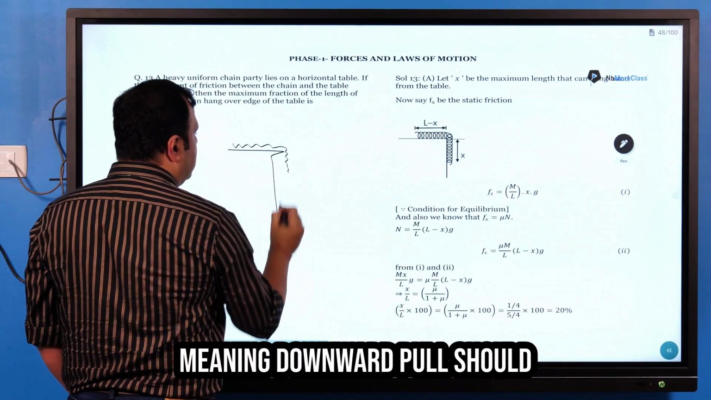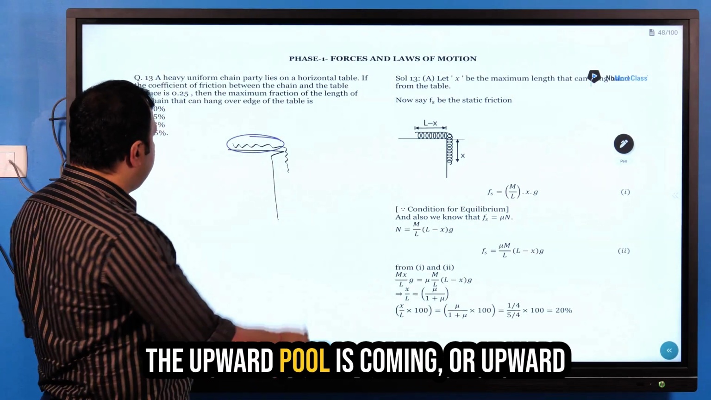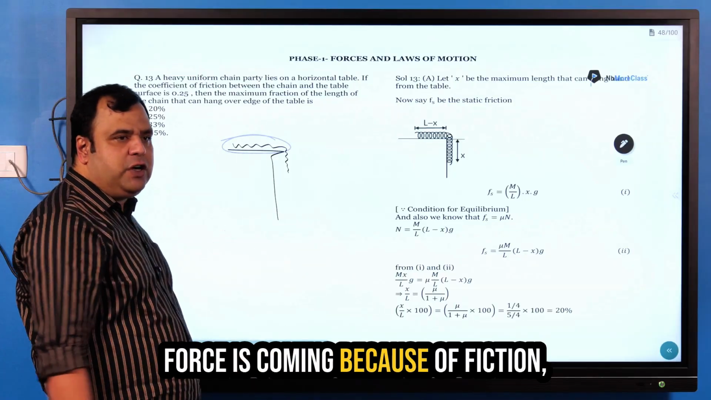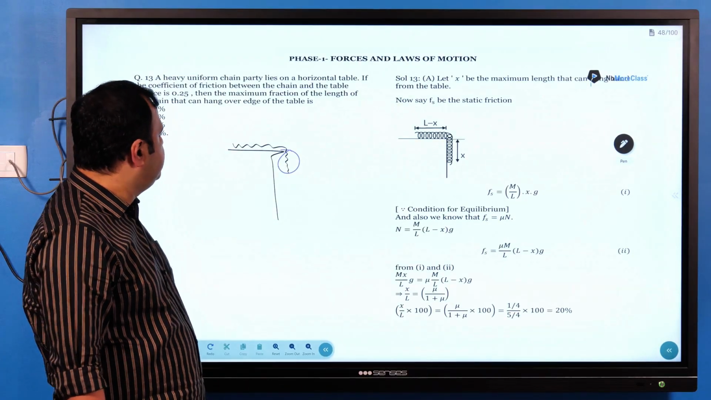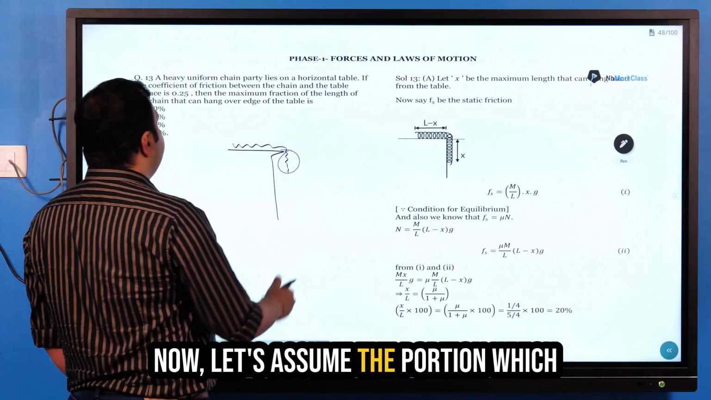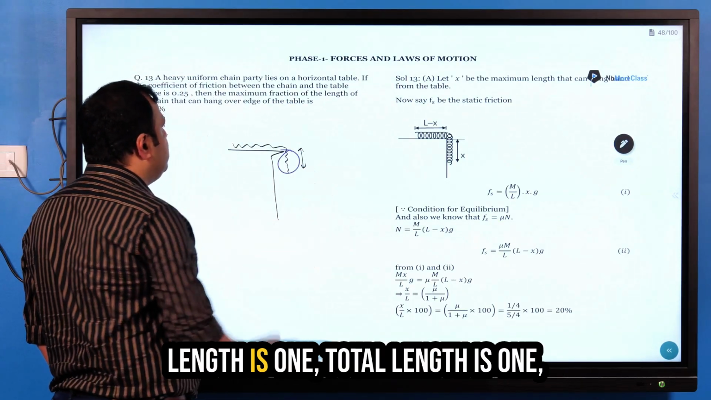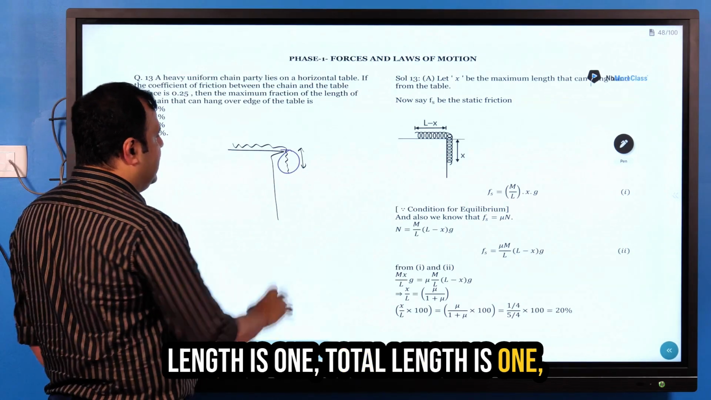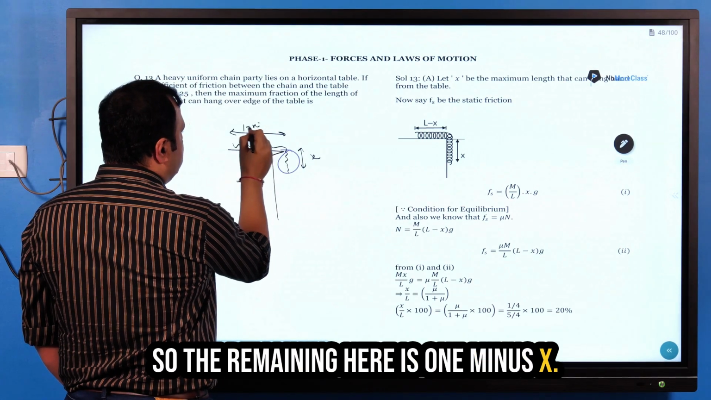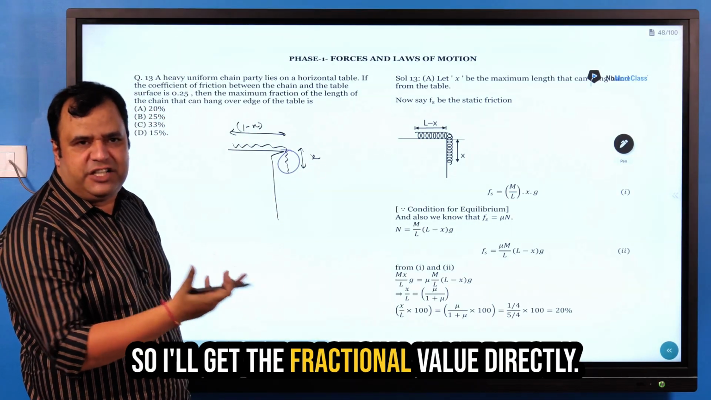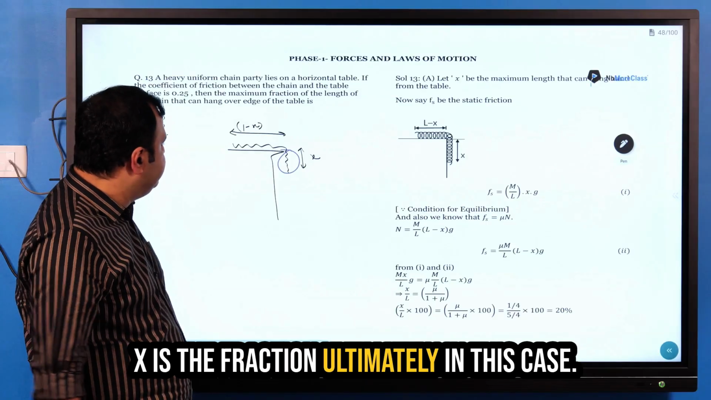Meaning the downward pull should be equal to the upward pull. The upward resistive force is coming because of friction, and the downward pull is coming because of the hanging portion. Now let's assume the portion which is hanging is x. So the total length is 1, and the hanging portion length is x. The remaining length is 1 minus x. I'm taking the total length as 1, so I'll get the fractional value directly. x is the fraction ultimately in this case.